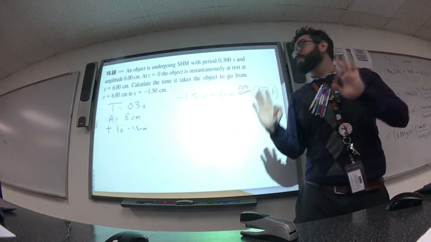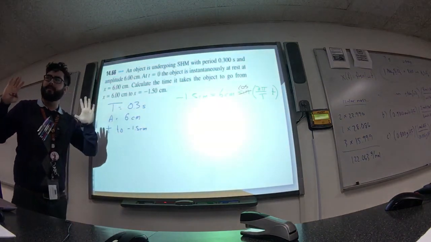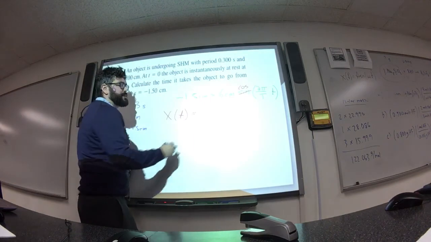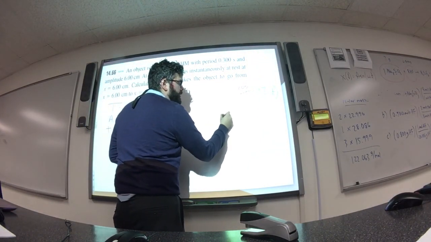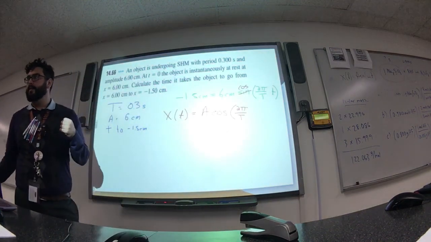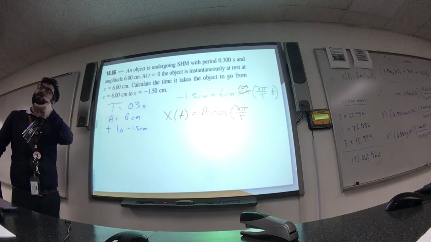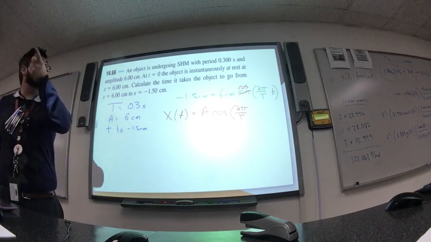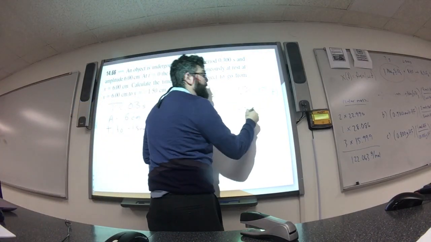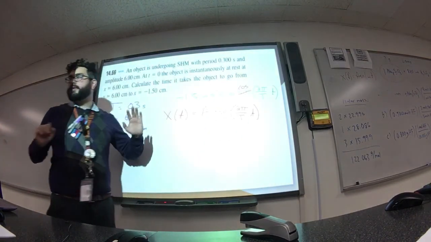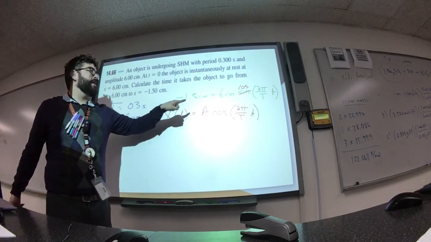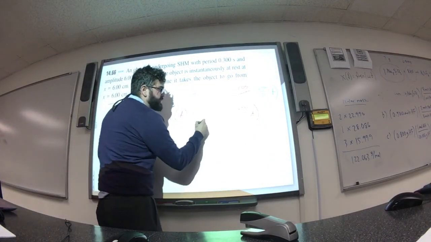It should be cosine. So what I should probably start with is my position function in general equals A cosine of omega t. I don't know omega, so I can make a substitution: omega is 2 pi over the period, so 2 pi over period times t. So there's my position function, right? Now we can fit things in. What is my amplitude? 6 centimeters.